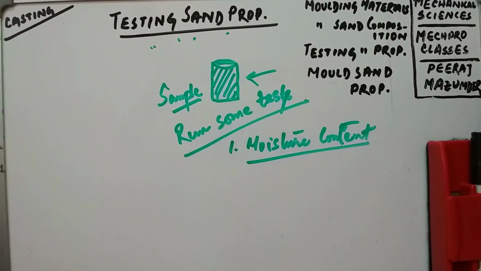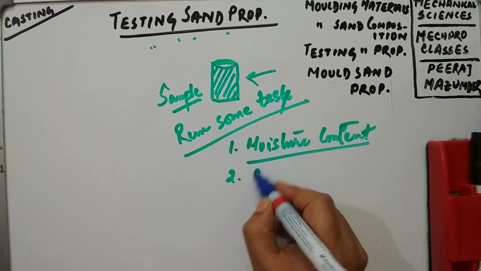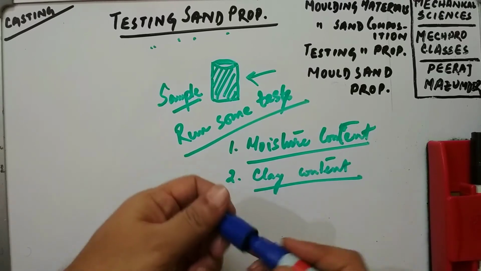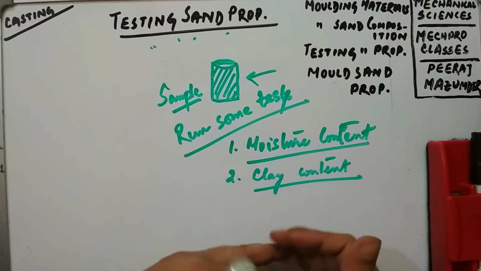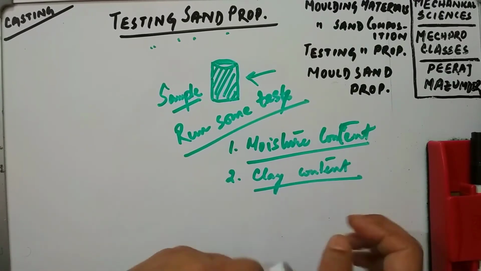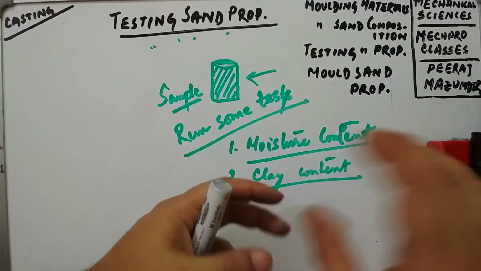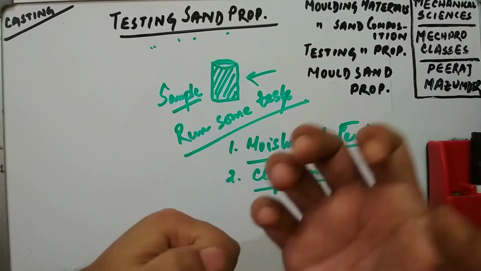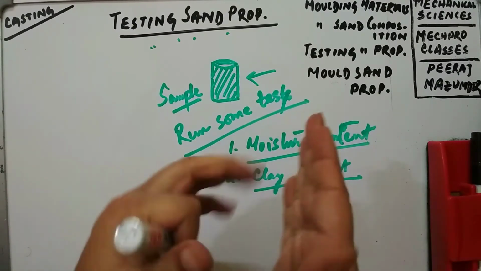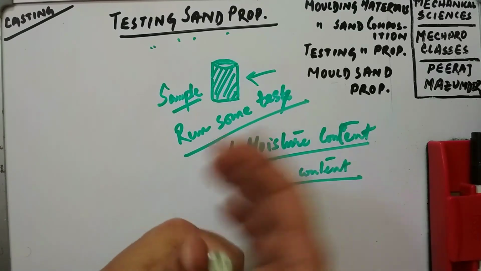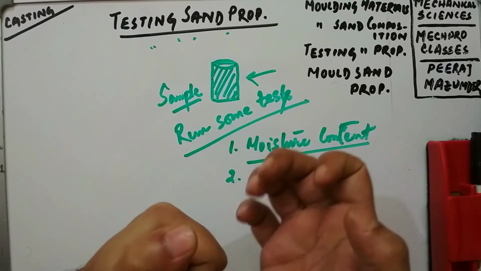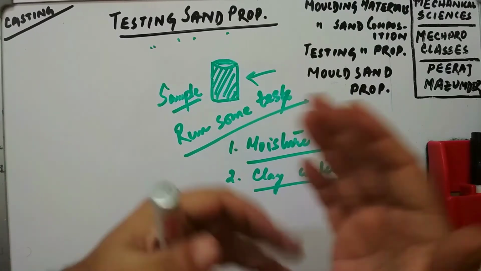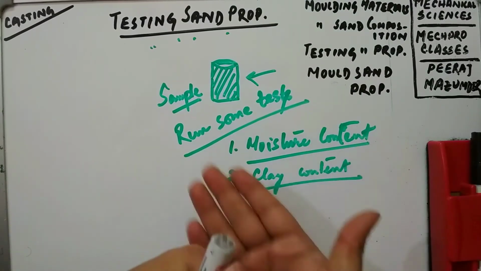Now the second one is your clay content. We also have to run a test to find whether the clay content is up to the mark or not. This is also an experimental setup where we put the sand in a beaker, stir it up with water, and perform that experiment for some time. After some time, we see that the clay settles at the bottom of the beaker, from where we can find the clay content of that particular sample, right?